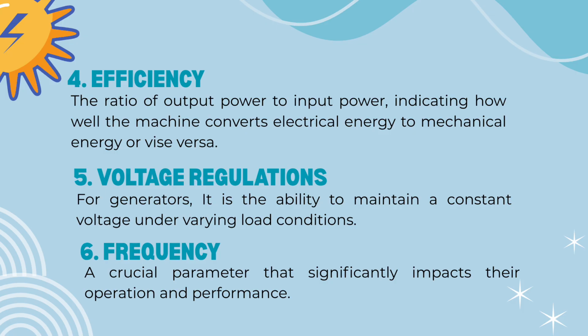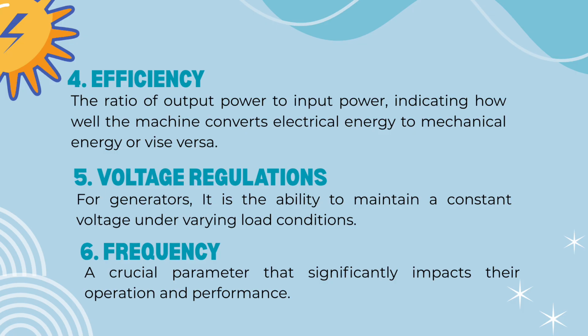And next is the voltage regulation. For generators, it is the ability to maintain a constant voltage under varying load conditions. So, the voltage regulation is the ability of a generator to keep its output voltage nearly constant, even when the load changes. Good voltage regulation means the generator can supply steady voltage to devices, regardless of whether the load is light or heavy. And next is the frequency, a crucial parameter that significantly impacts their operation and performance.